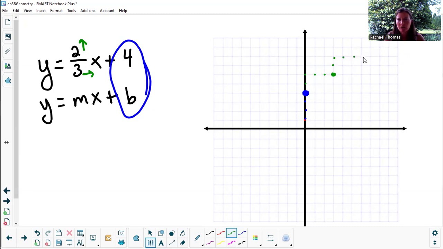1, 2, 1, 2, 3. It's always a good idea to make 3 points before you sketch your line, just in case you made a mistake on that first or that second point.